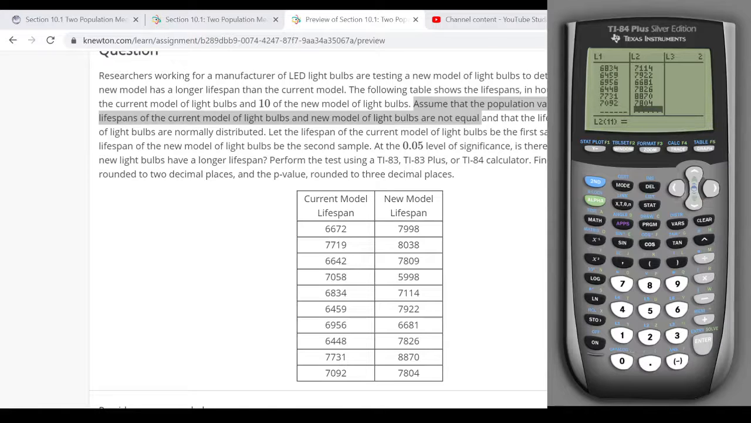Okay, and I'm back, and you see all 10 of the current model lifespan numbers from the sample are written in L1, and all 10 of the new model lifespans are in list 2. So before we go into doing the test, let's write some things down: the claim and the hypotheses. Got a piece of paper out.